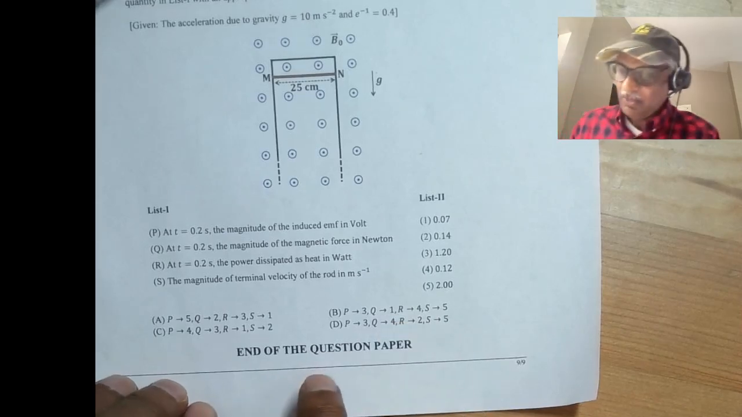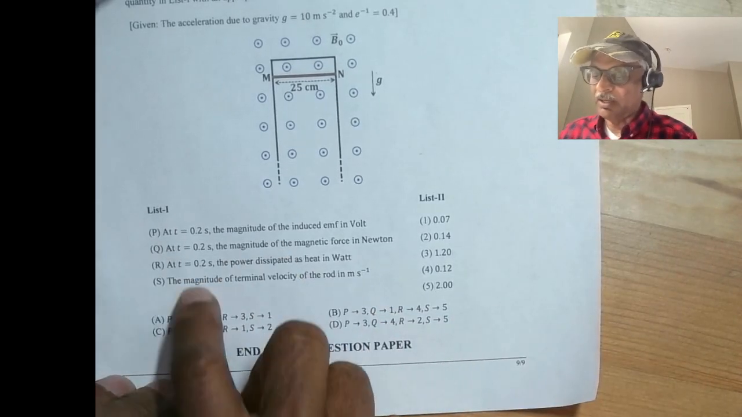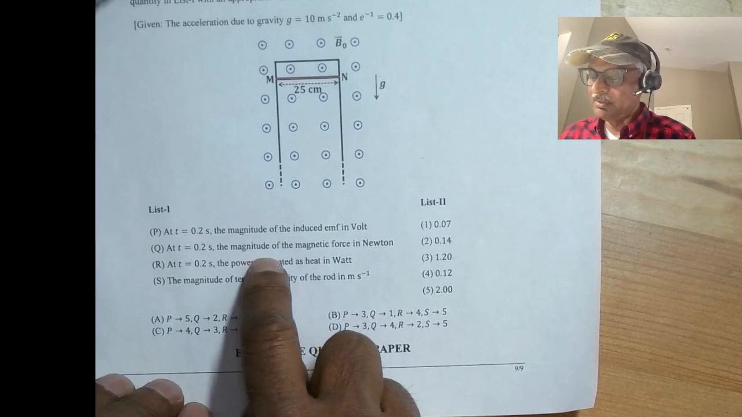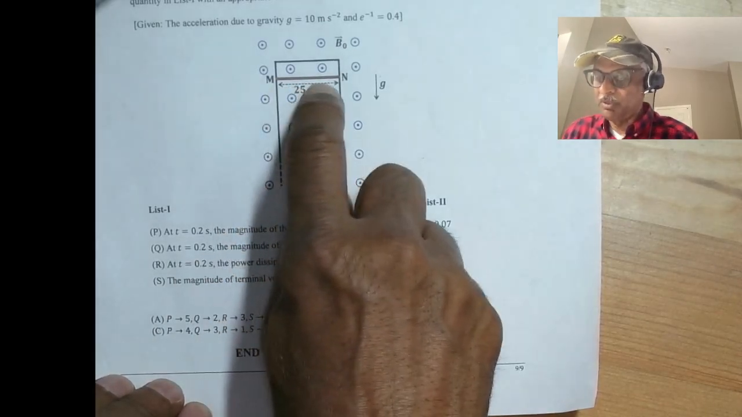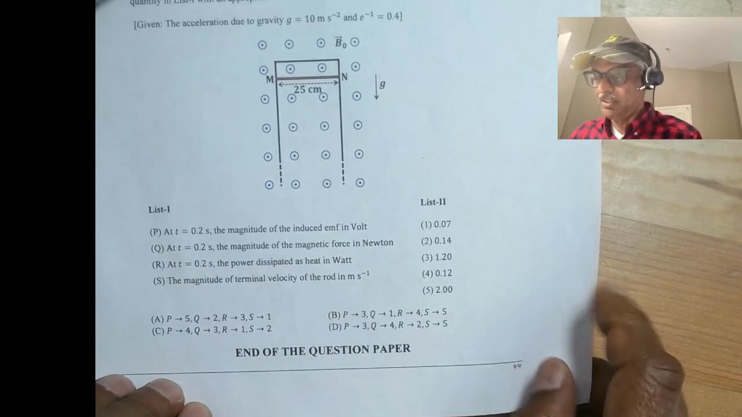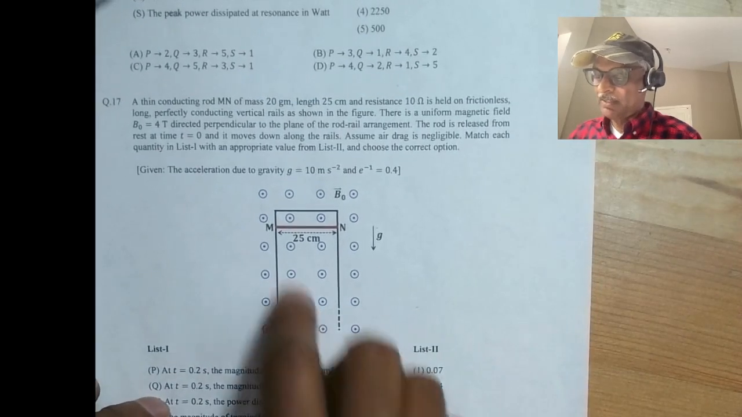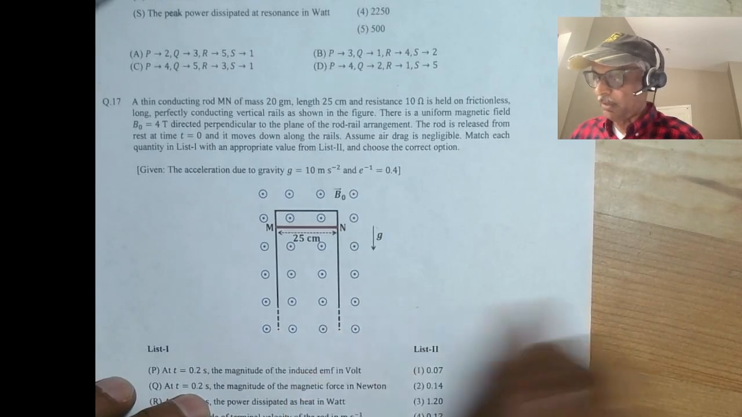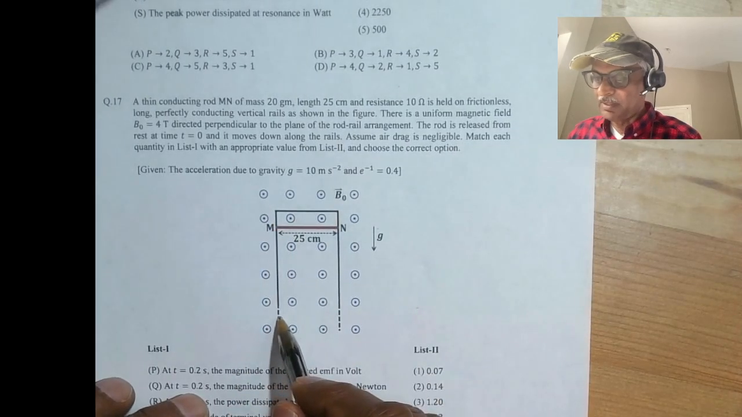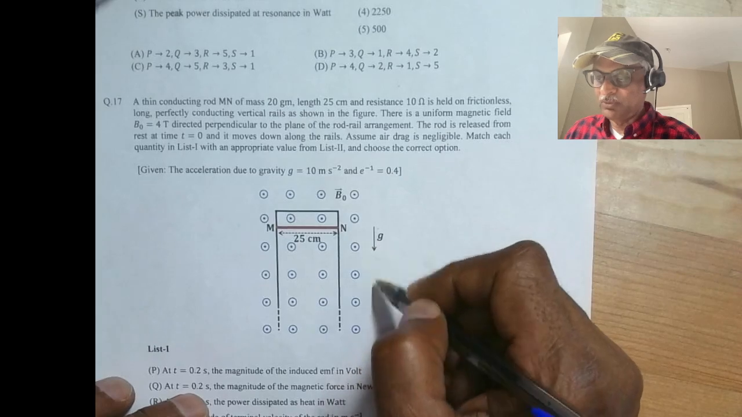In terms of doing P or Q or R, I need to know induced EMF as a function of time, magnetic force on this moving bar as a function of time, and power dissipated as a function of time. So we need to figure out something as a function of time. What is the situation here? There is a bar that's moving on this rail, which seems like a vertical rail because gravity is down this way.